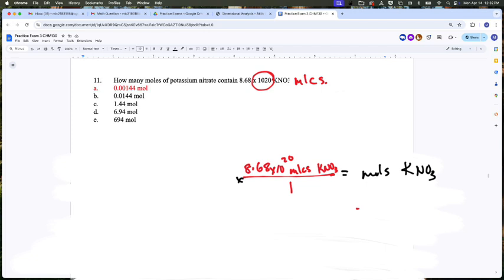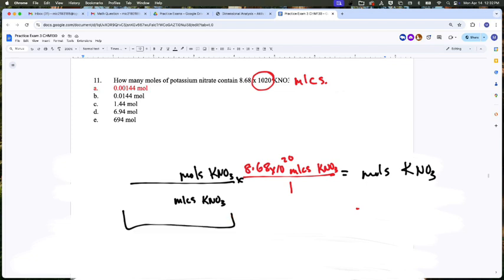Okay, are those two units the same? No, so what has to happen? I need the molecules of potassium nitrate to disappear, and I need moles of my potassium nitrate to appear. I want it to appear in the numerator because that's where it's at in my answers.